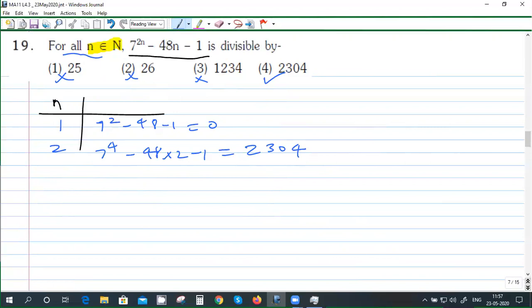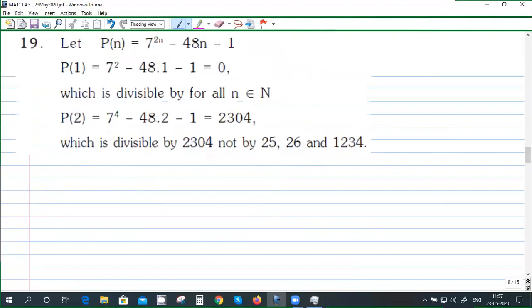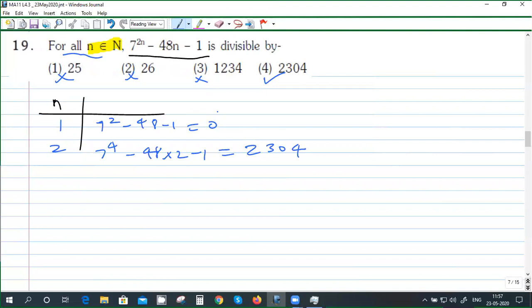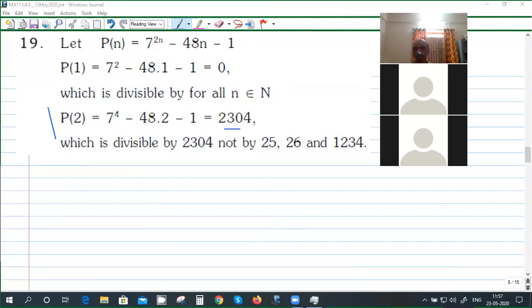Is it clear? Not a good question, it's just an Allen exercise. And the solution he has given is that only. P of 1 is found as 0. 0 is equal to 0 into any number, so P1 is not eliminating anything. But P of 2, the value is 2304. So options 1, 2, 3 are gone. The only remaining option is 4. So the correct answer is 4. You have to say yes or no.